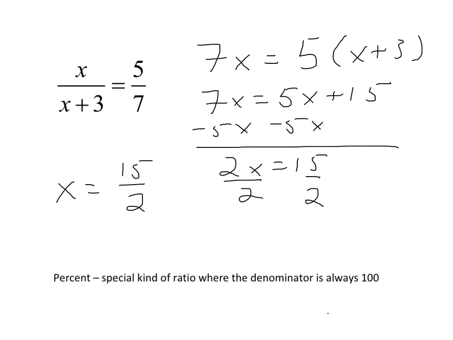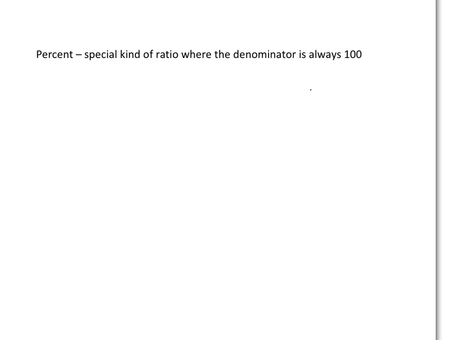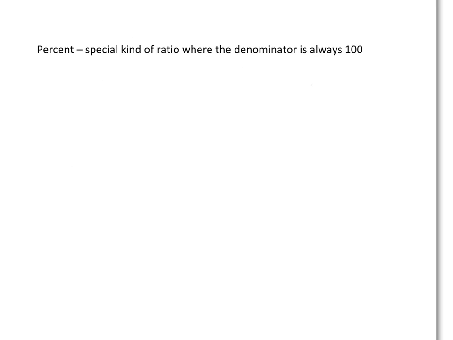A percent is a special kind of ratio where the denominator is always 100. You're comparing parts per 100. So for instance, 15%, if I wanted to write that as a fraction or a ratio, that would be 15 over 100. So whenever you see a percent, to write it as a fraction or a ratio, you just put 100 in the bottom and whatever the percent is on the top.